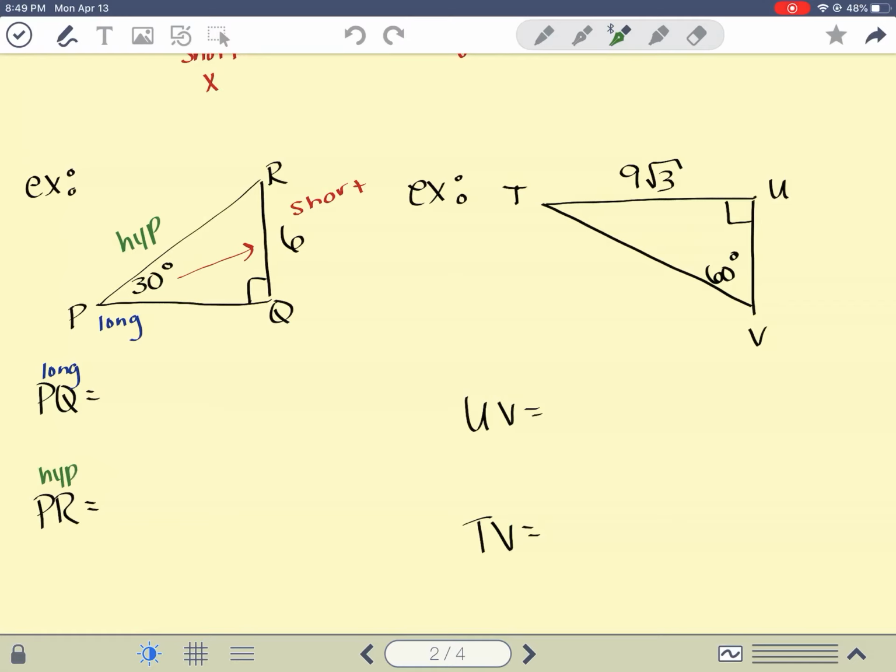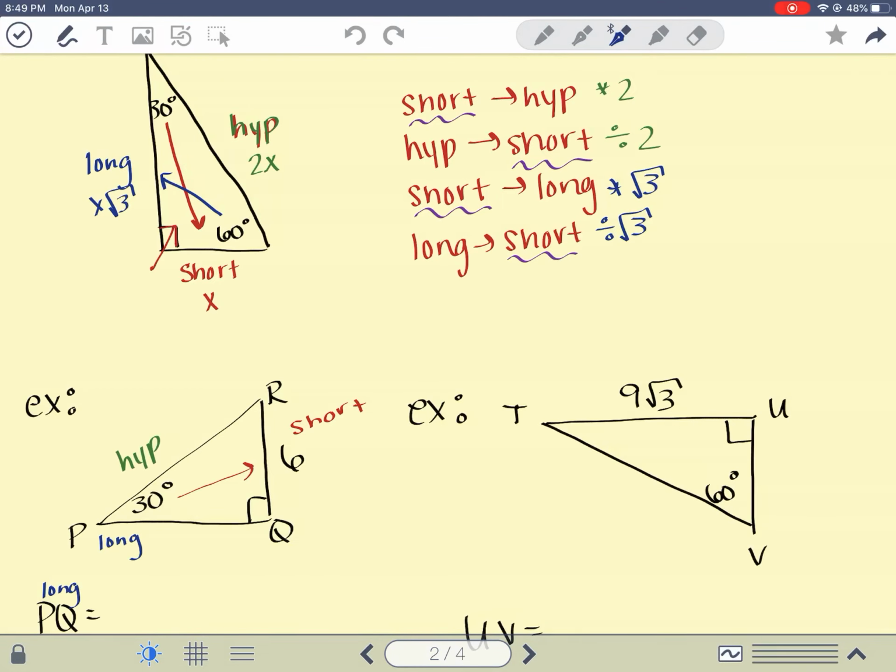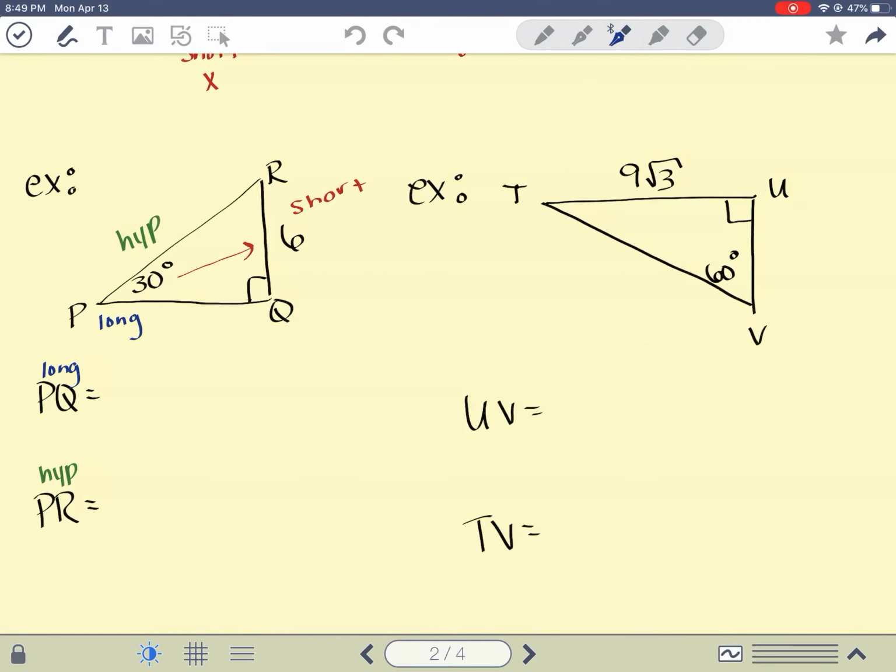And then PR is going to be our hypotenuse. All right, so in order to go from my short to my long side, go up here, short to long, is multiplied by the square root of 3. So I have 6 times the square root of 3, and you can't simplify it any further. So 6 square root of 3 is the length of PQ.